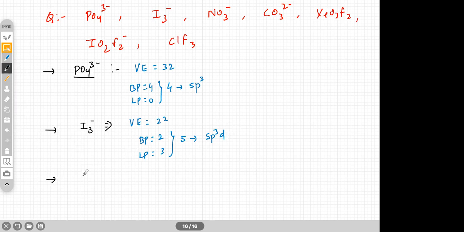Right? NO3-. Number of VE is 24. Bond pair 3, lone pair 0, steric number is 3. Hybridization is sp2. Geometry and shape are trigonal planar.